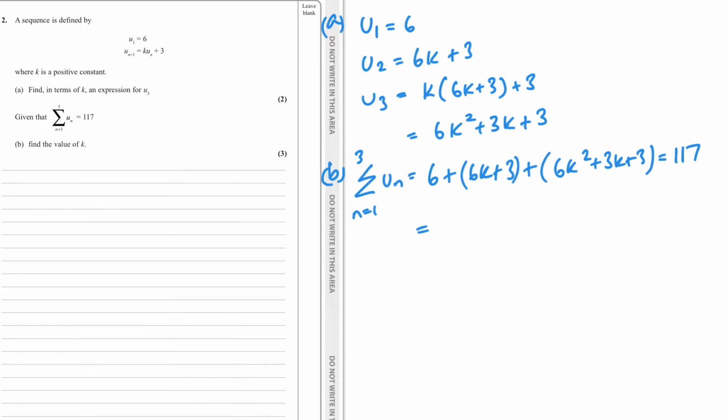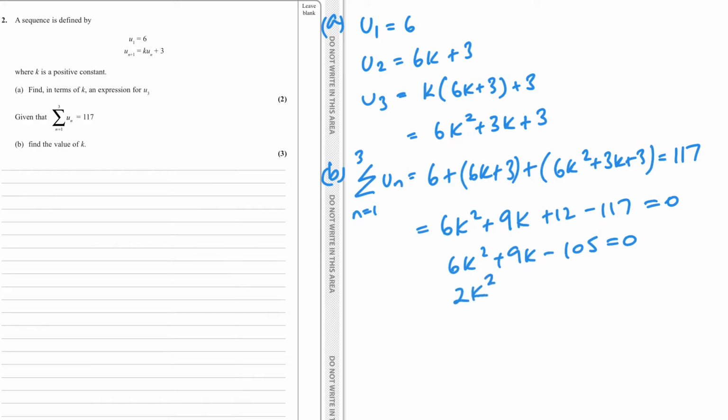So now it's just about simplifying. We got 6k squared plus 9k. Then we got 6, 3 and 3. So it's plus 12 minus that 117, and that equals 0. Or we have 6k squared plus 9k minus 105 equals 0. Now 3 goes into each of these three numbers, so let's divide by 3. 2k squared plus 3k minus 35 equals 0.